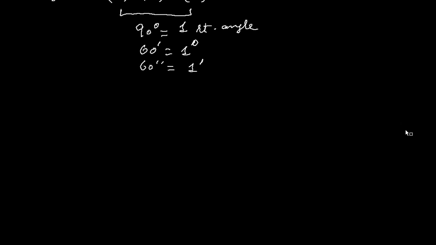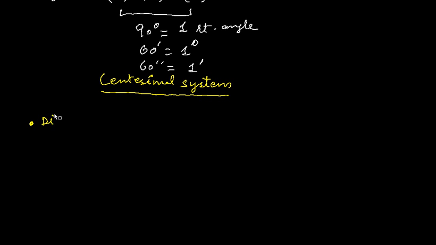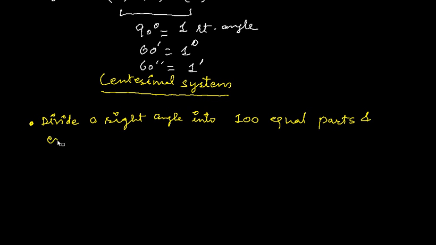Next we move on to the centesimal system for measuring angles. In the centesimal system, you'll divide a right angle into 100 equal parts, and each part is called a grade, denoted by 1 with the superscript G.